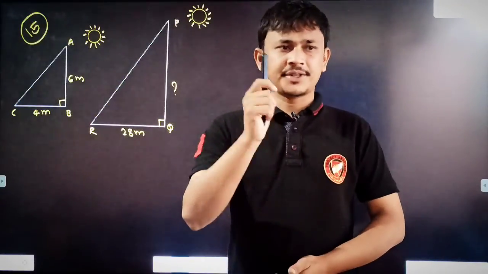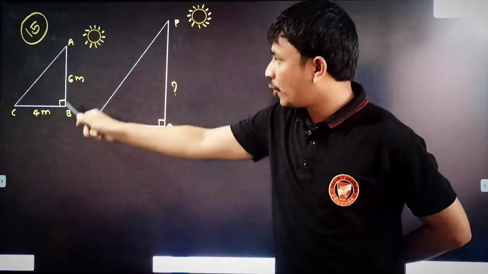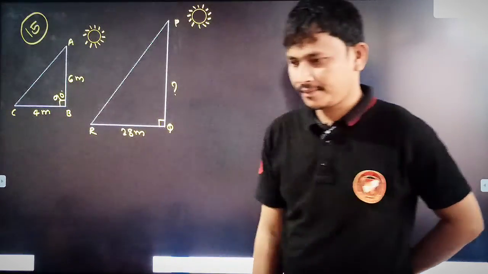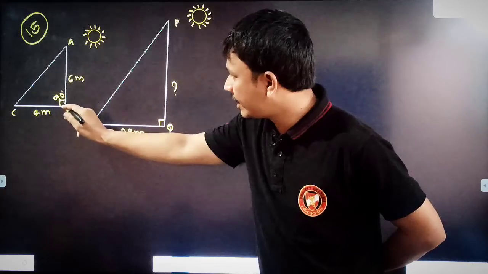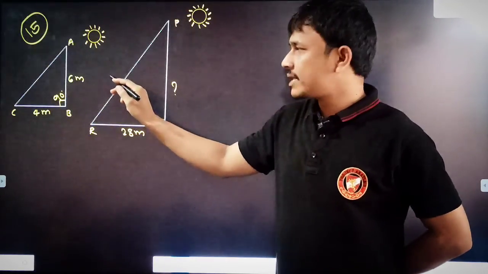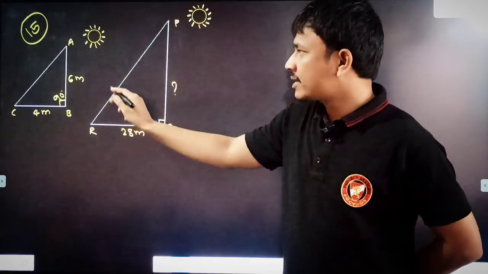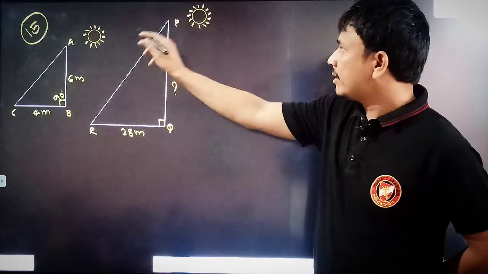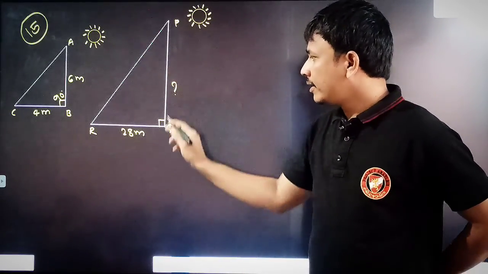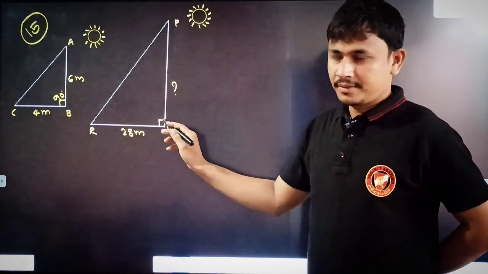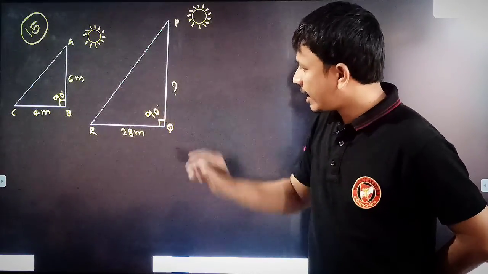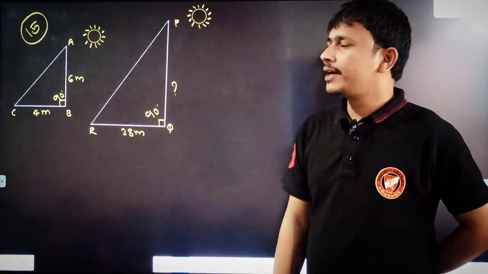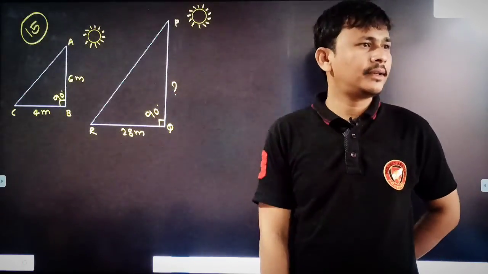15th question. The question says there is one vertical pole. Vertical means what? The angle is 90 degree. The pole is making a 90 degree angle to the ground, which has a height of 6 meter and casts a shadow of length 4 meter. At the same time, the sun rays are falling on a vertical tower. Vertical tower means what? The angle is 90 degree, which casts a shadow of 28 meter. What we need to find out? We need to find out the height of the tower.